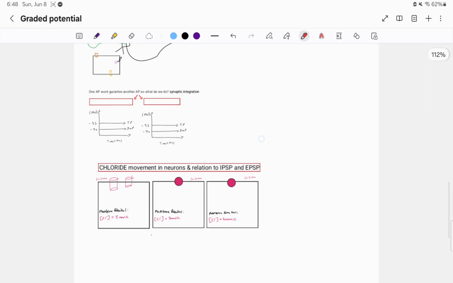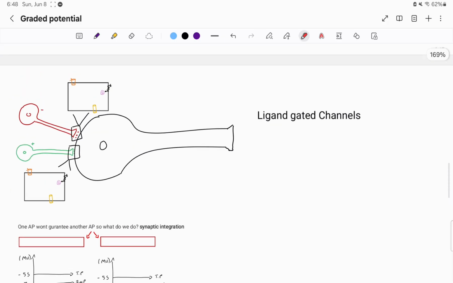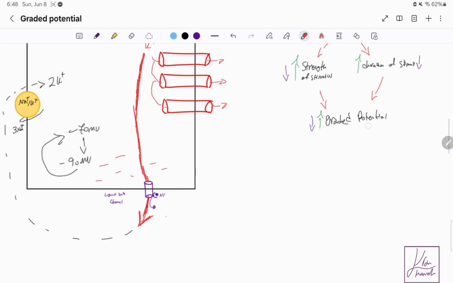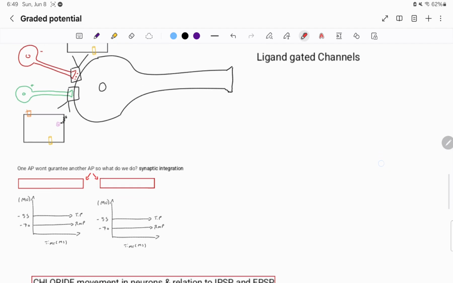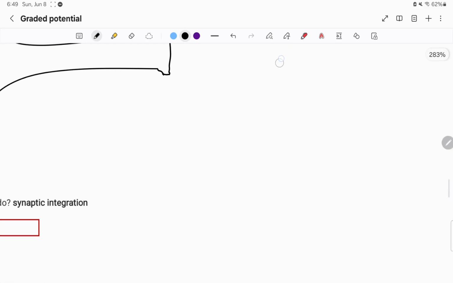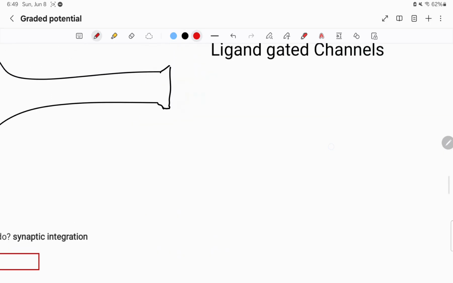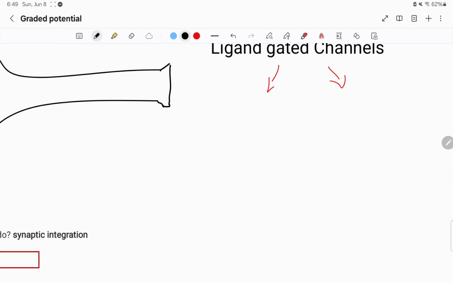Okay, so let's take a look at this. First things first. Remember those ligand-gated channels I was talking about? Over here I said this is a ligand-gated channel and this is a ligand-gated channel. Well, I was kind of simplifying things for you a little bit. Because technically speaking, there are different kinds of ligand-gated channels. Let's do this in a different color. You can have a ligand-gated channel that's called ionotropic, and you can have a ligand-gated channel that is metabotropic.